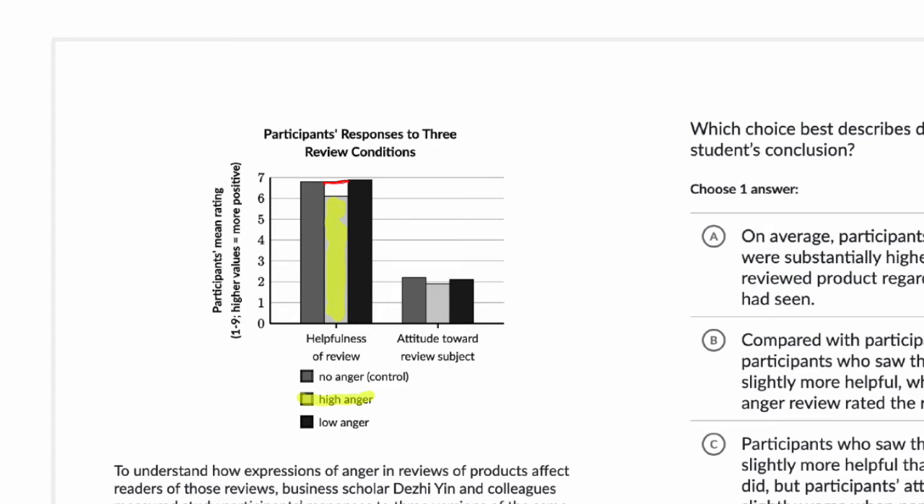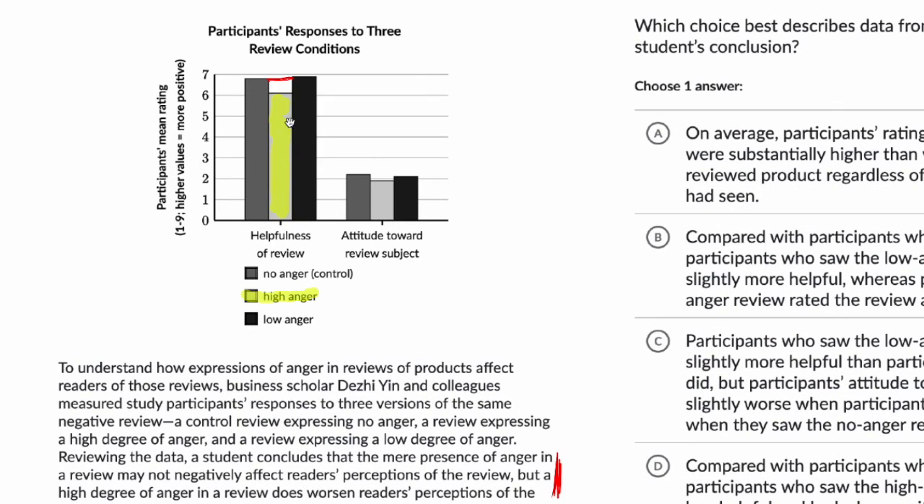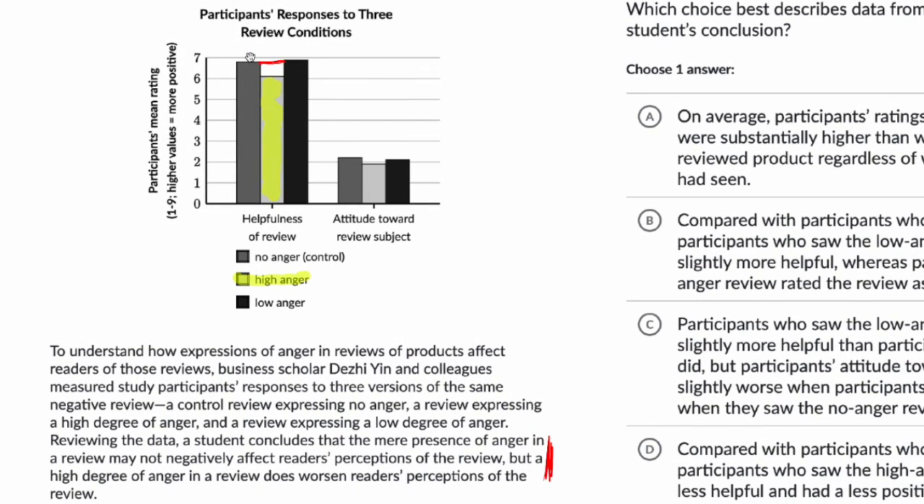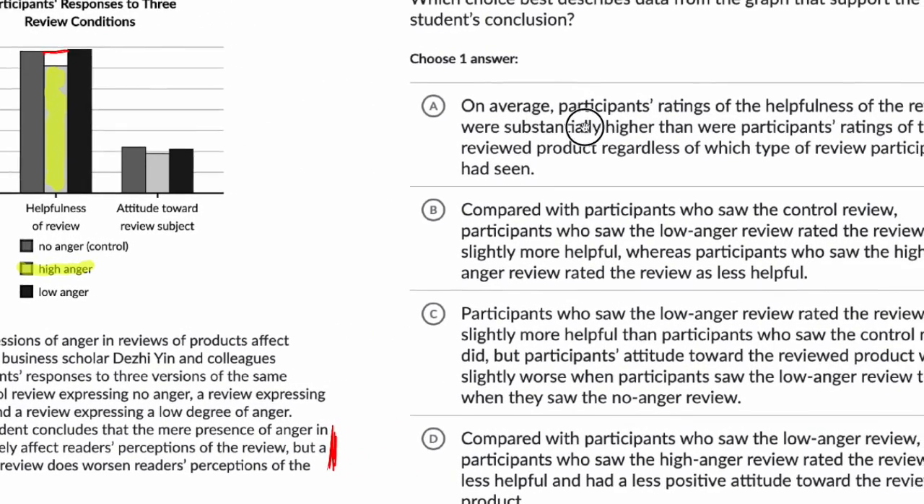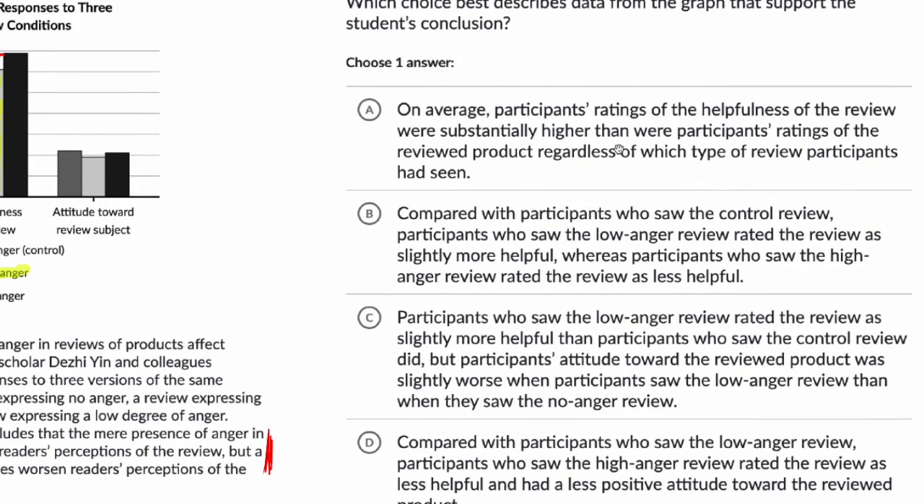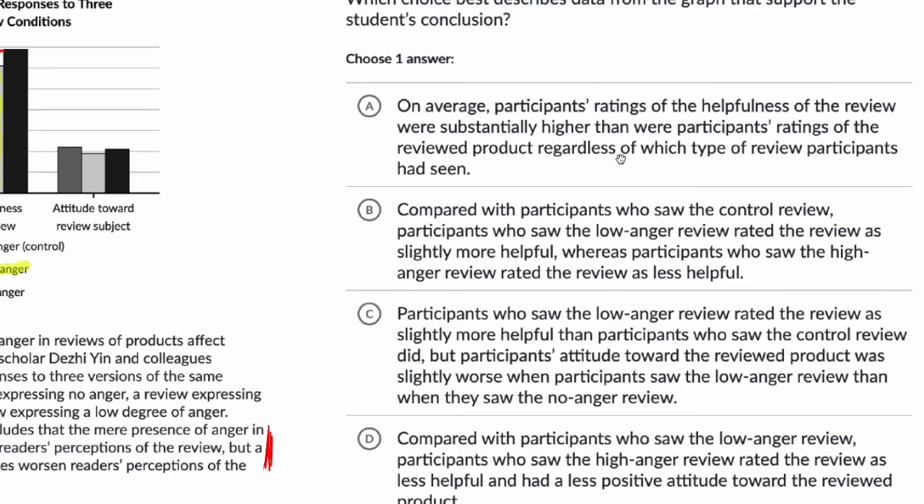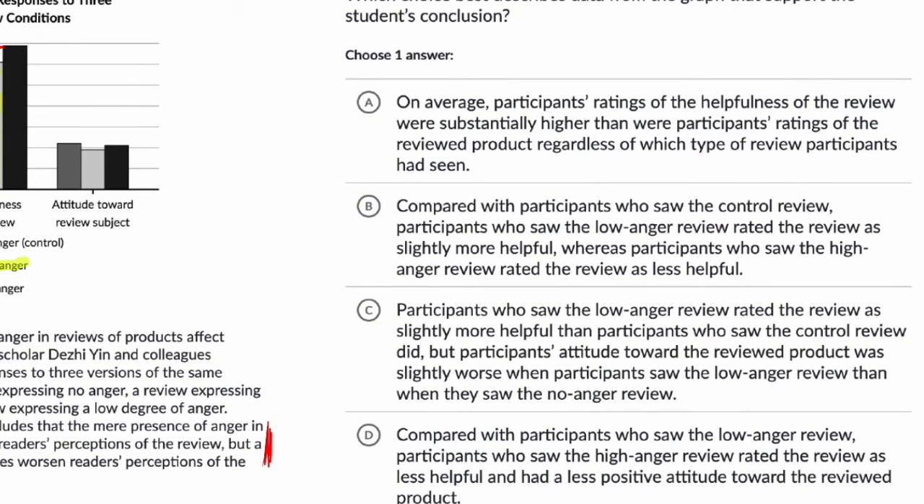And so we want to pick something that indicates that the high anger group, or the high anger reviews, had a lower average or mean helpfulness rating. So they were substantially higher. No, it's not regardless of which type of review.